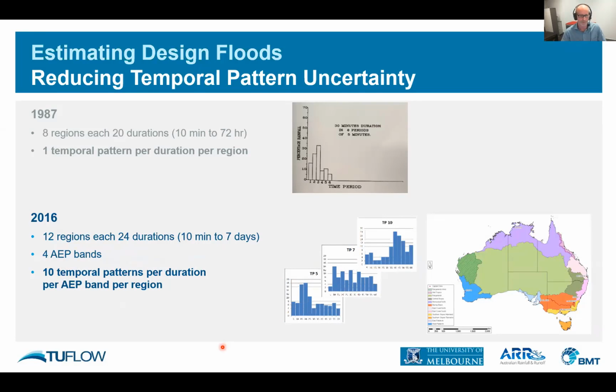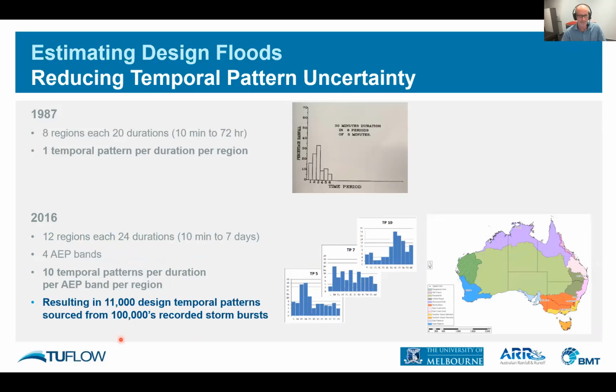And those temporal patterns have been sourced from hundreds of thousands of recorded storm bursts. As I said before, they haven't just selected those at random. They've sorted them intelligently. So you have some front-loaded storms in your 10, you have some rear-loaded storms in your 10, and you have some flat ones. So you end up with a representative range of the typical storm patterns that have been recorded for those various regions.